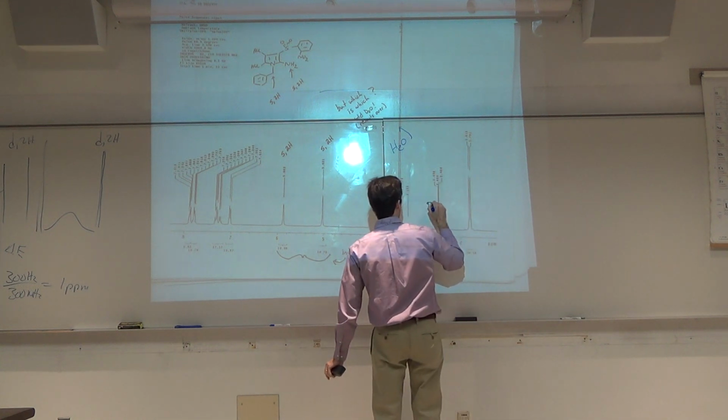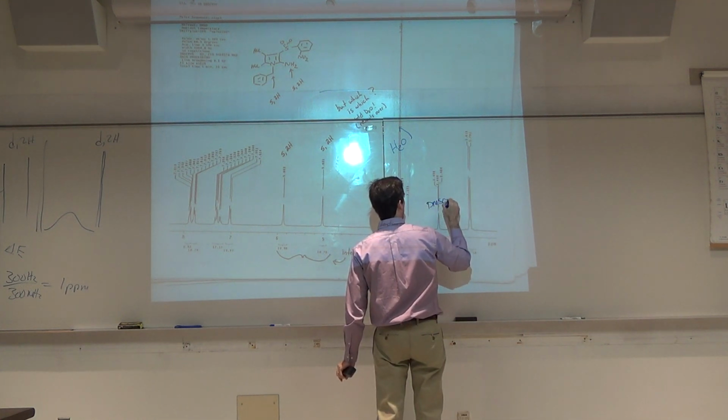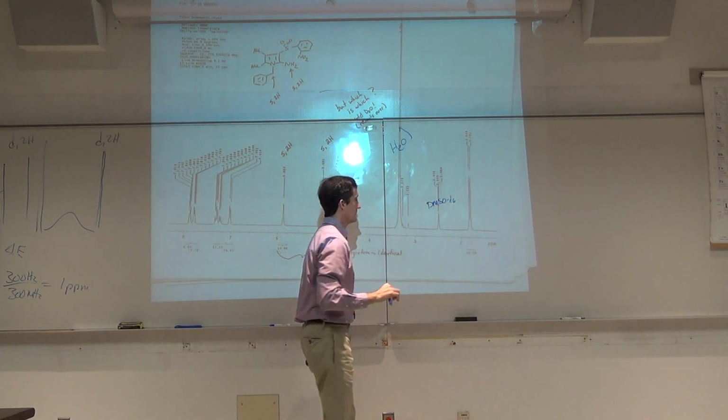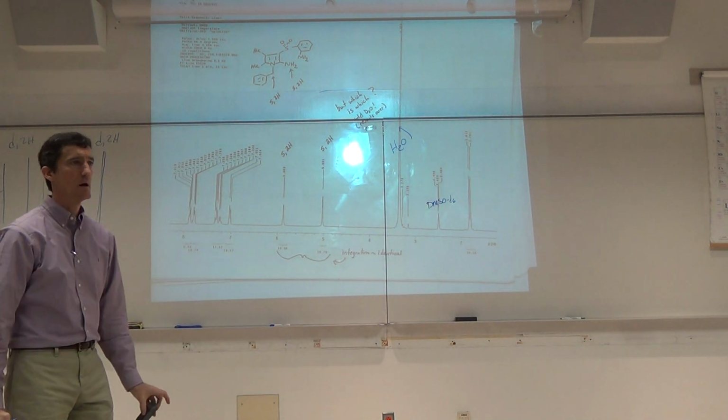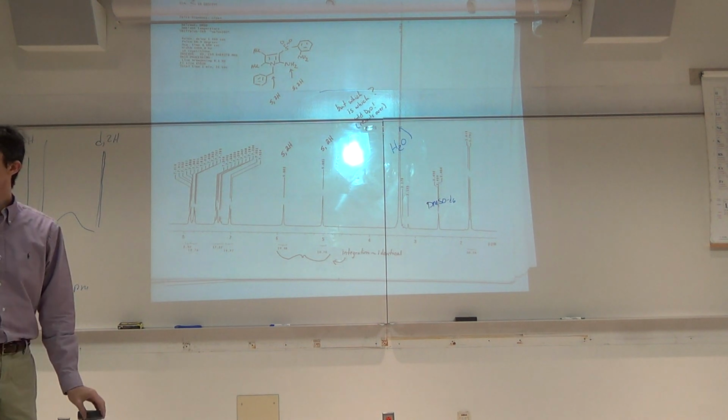This is DMSO-d6. It's your NMR solvent. Why is it giving a signal if it's all deuterium?